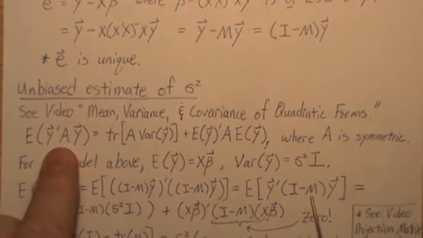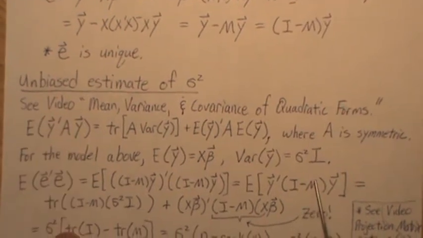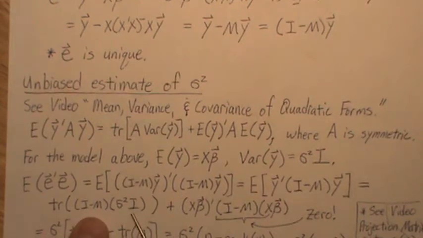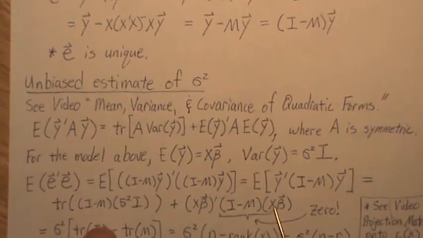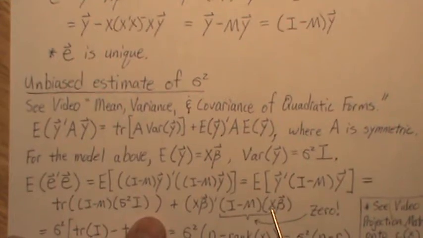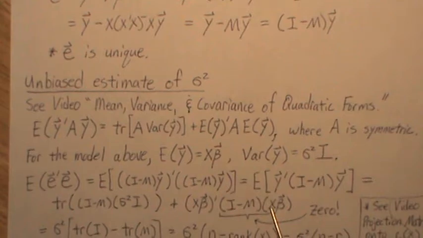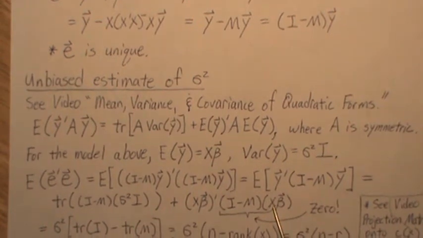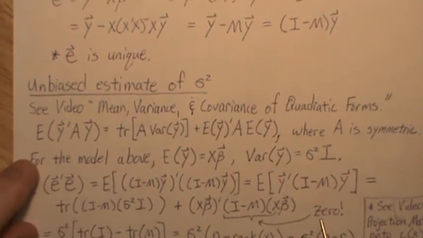Now we can use the formula in that video, and it becomes the trace of I minus M sigma squared I plus this. Now one note though is this quantity here, I minus M, is a perpendicular projection matrix onto the orthogonal complement of the column space of x. So if we take x times it, this makes it 0, because this is in the column space of x, and the only way to be in the orthogonal complement space is if it's the 0 vector. So this is 0.